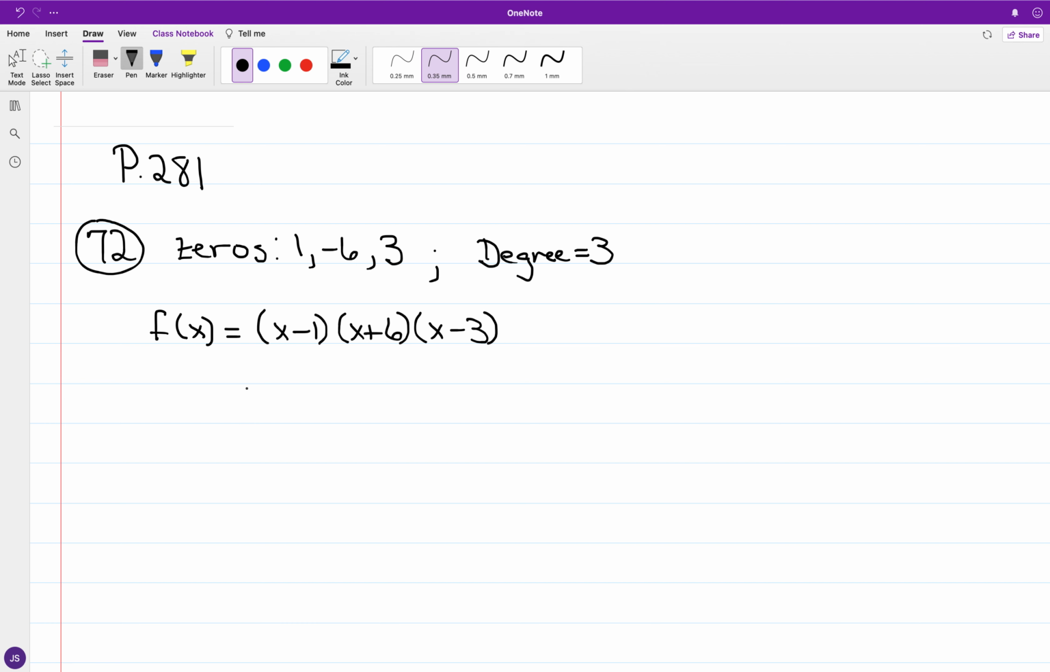Looking at the expansion, if we multiply x minus 1 and x plus 6 together, we have for the product x squared, plus 6x minus x, which will leave us with 5x, and we have minus 6. And this will be multiplied by the quantity x minus 3.